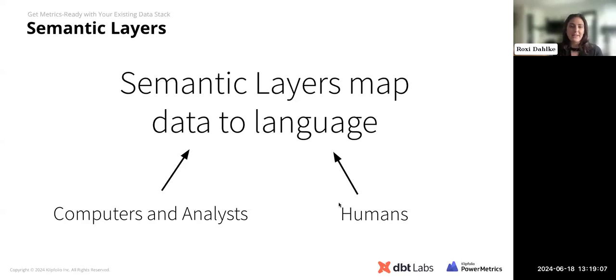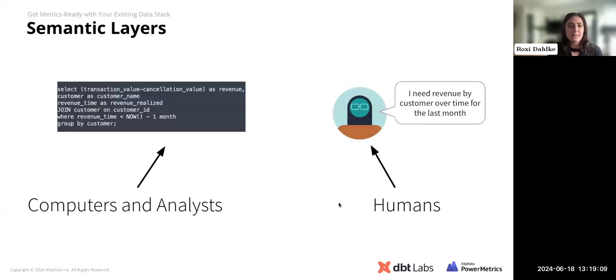On the next slide, I have a little example, which is simple, but it sort of drives the point home of what we're talking about here. So on the right-hand side, a business user might need something like revenue by customer over time for the last month. If you are an analyst or you've been an analyst in your past life, you might not have any trouble trying to figure out how to get the answer to this question. But under the hood, there's actually a little bit more complexity.